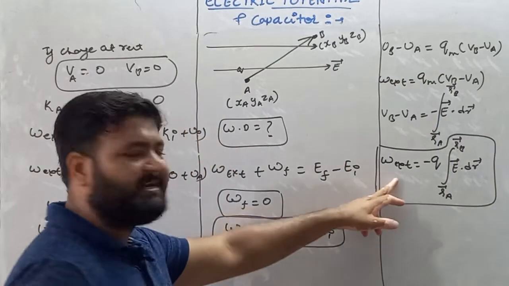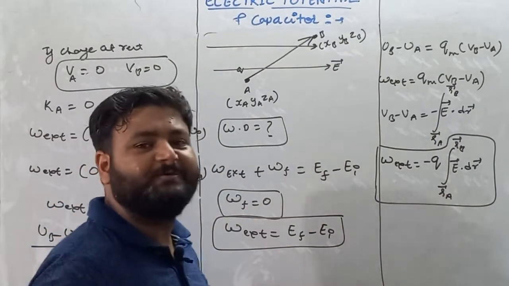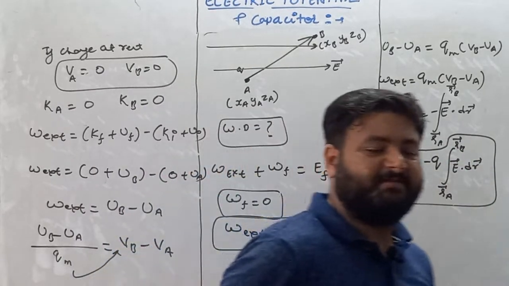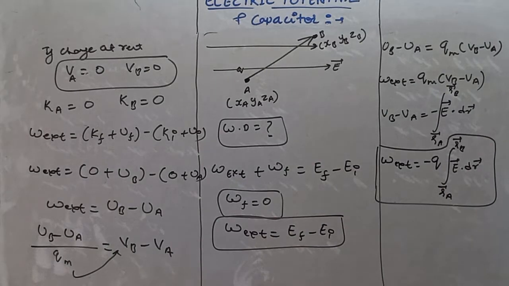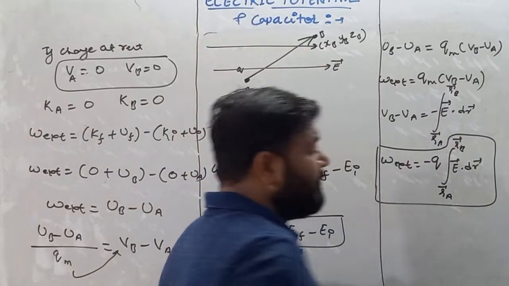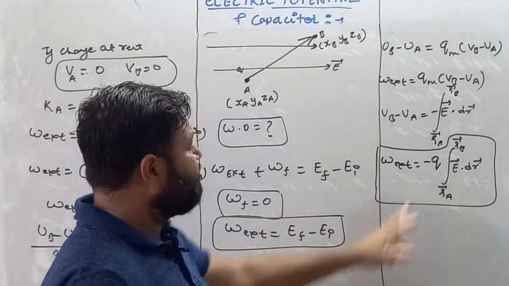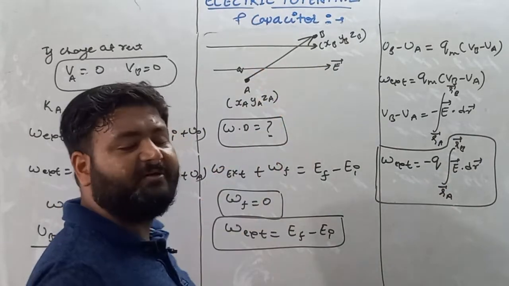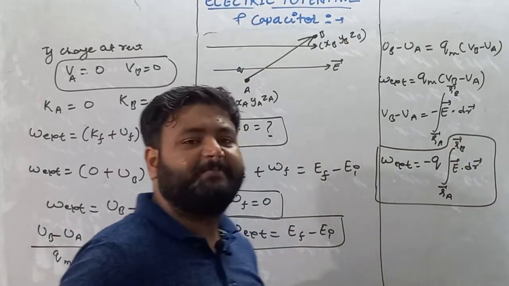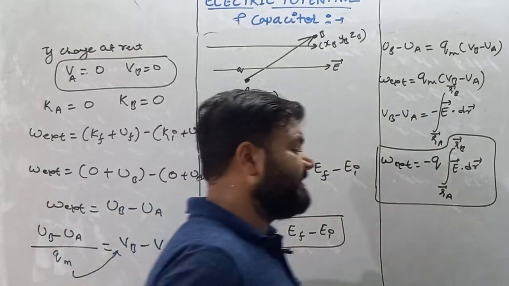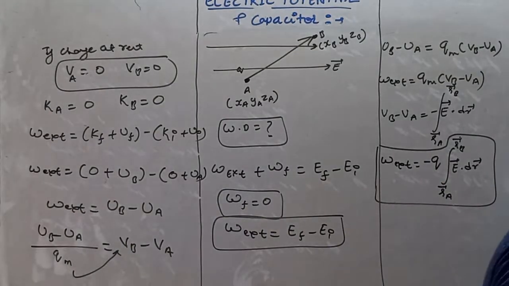Work done by external force is equal to minus Q, where Q is the movable charge, integral RA to RB, E vector dot dr vector. Remember, E vector is nothing but the electric field and dr vector is nothing but the displacement vector. Work done by external force for taking charge from point A to point B is minus Q, Q is the magnitude of the movable charge, integral RA to RB, where RA is the initial position and RB is the final position, E vector dot dr vector. I hope you all understand this concept.